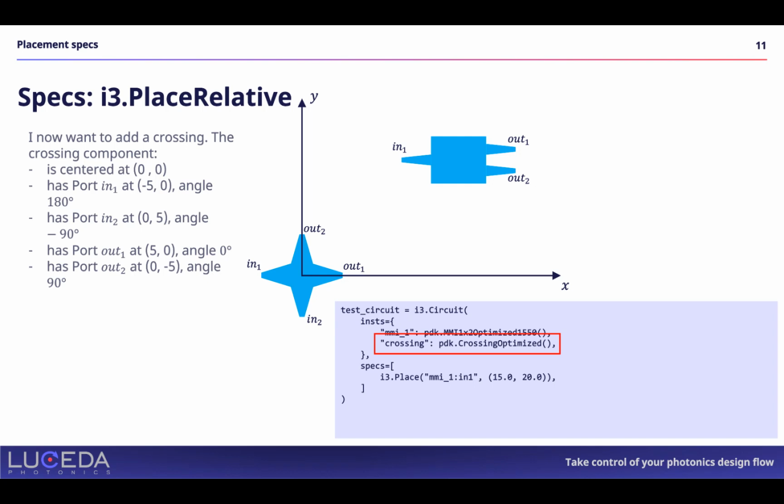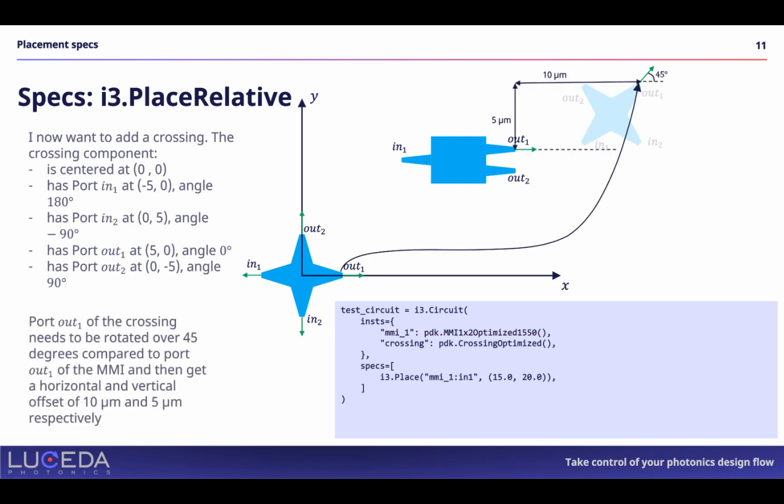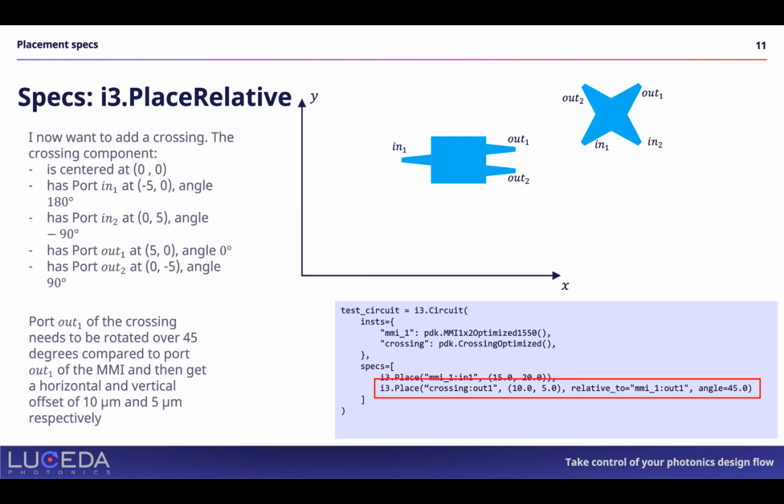So I have a crossing that is currently centered at the origin. I now want to move this so the output 1 port is rotated 45 degrees relative to the output 1 port of the MMI, with an offset of 5 microns in the vertical direction and 10 microns in the horizontal. To do this, we use i3.placeRelative and first define the instance we want to place, which is the crossing out1 port, followed by the instance we wish to place it relative to, which is the out1 port of the MMI.